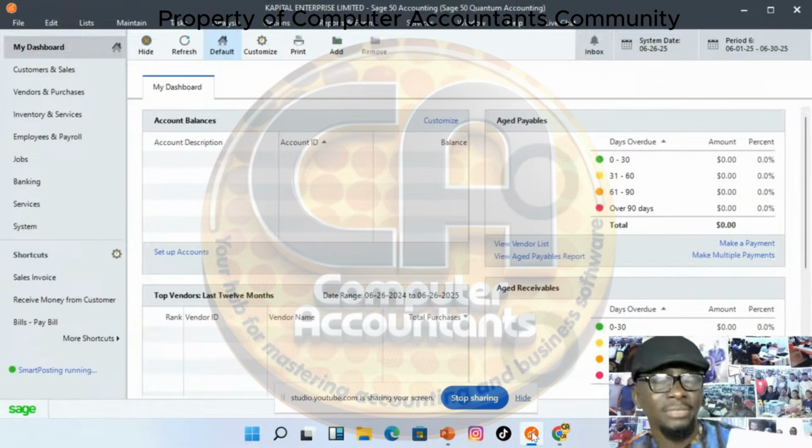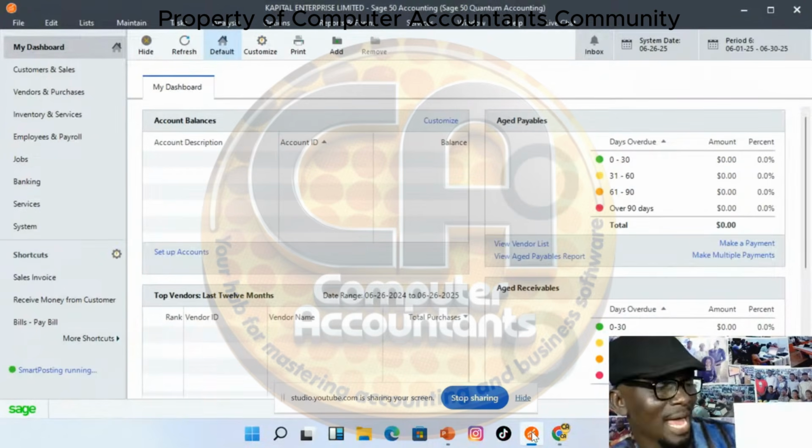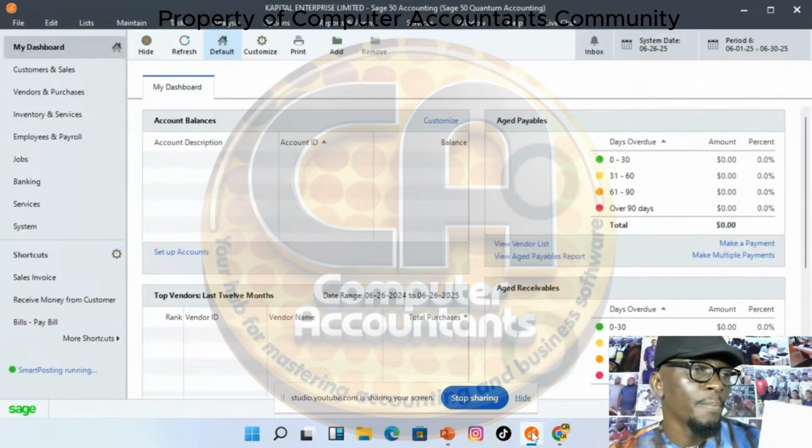I was talking about Lasisi. So you can see that Lasisi is owing the company 10,000. Lasisi is a customer. So from our opening balance, he has an owed debt of 10,000 naira. Now I'm going to show you.